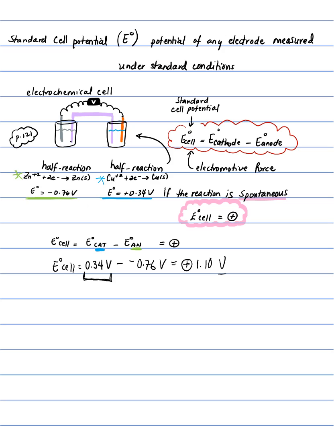Looking at my calculation here, for you to get a positive number, you have to do 0.34, which is the potential corresponding to copper, minus your negative 0.76, which is the potential corresponding to zinc. 0.34 is in your equation in the cathode part. In your cathode, you have the reduction, which means that for that equation of copper, your equation is representing a reduction, which means that that part is correct.